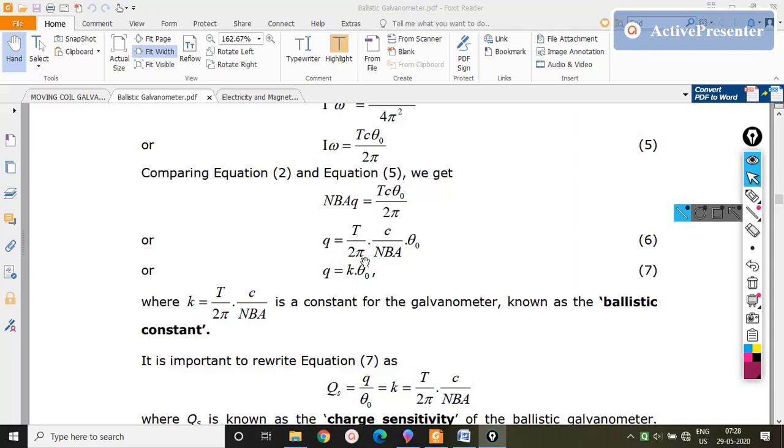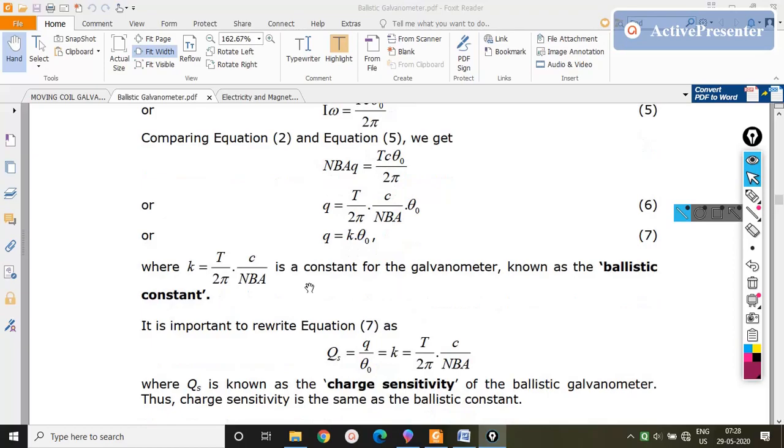So rearranging in terms of Q, you get Q equals T by 2 pi times C by NBA, times theta naught. That is, Q is equal to some K into theta naught. What is K? K is T by 2 pi times C by NBA. Here T is the time period of oscillation, capital N is the total number of turns, capital B is the magnetic field, A is the area of the coil, and C is the restoring couple per unit twist. These things are fixed for a galvanometer.